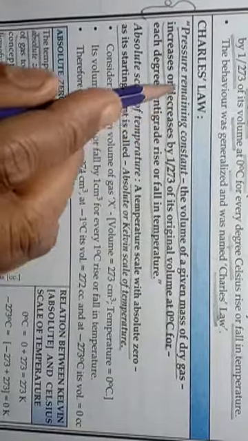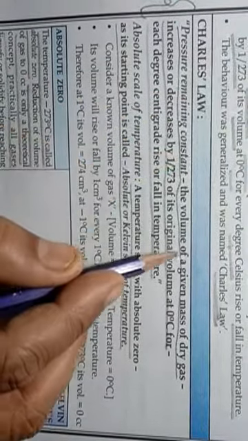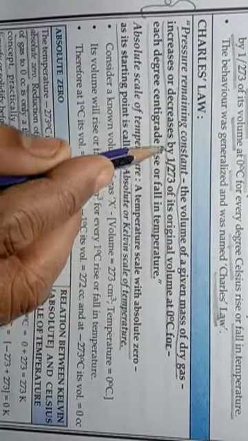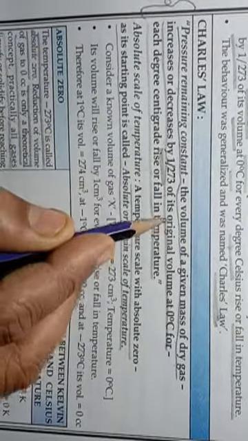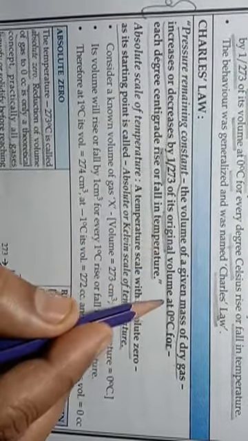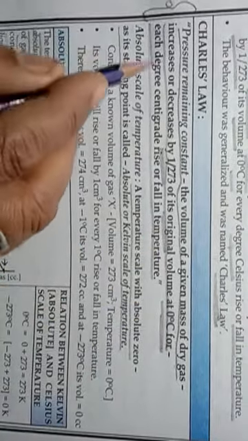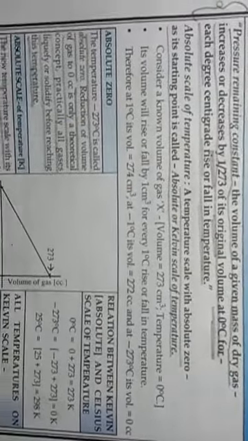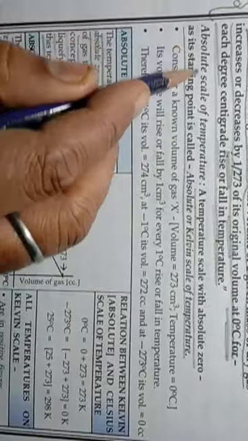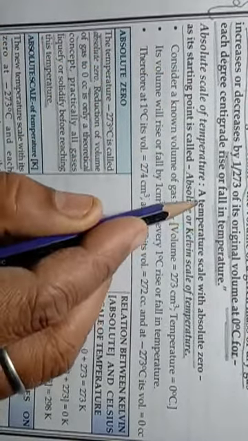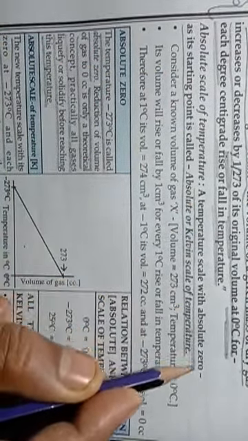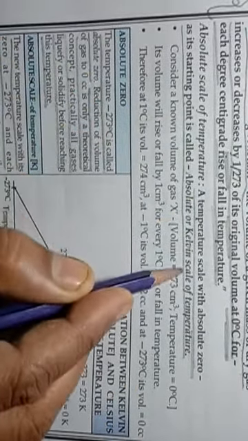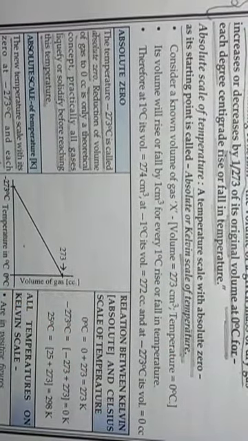Charles' law: pressure remaining constant, the volume of a given mass of a dry gas increases or decreases by 1/273 of its original volume at 0 degree Celsius for each degree centigrade rise or fall in temperature. Absolute scale of temperature: a temperature scale with absolute zero as its starting point is called the absolute or Kelvin scale of temperature.